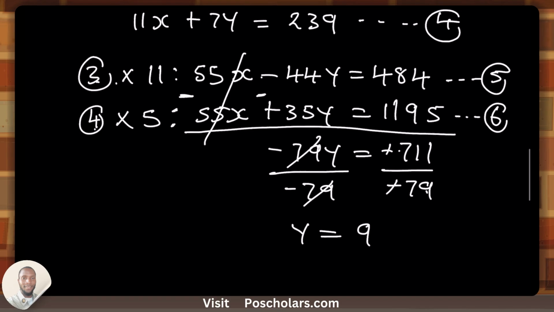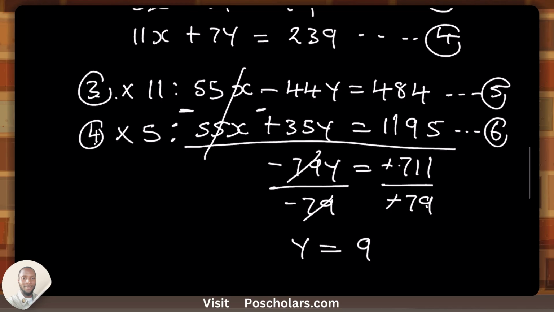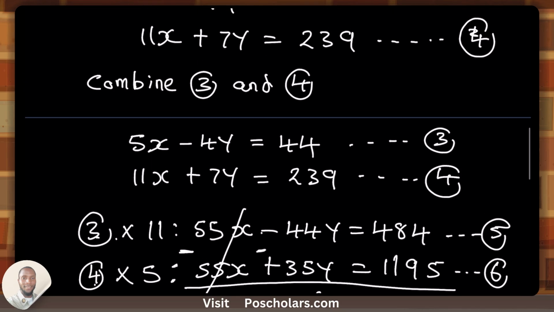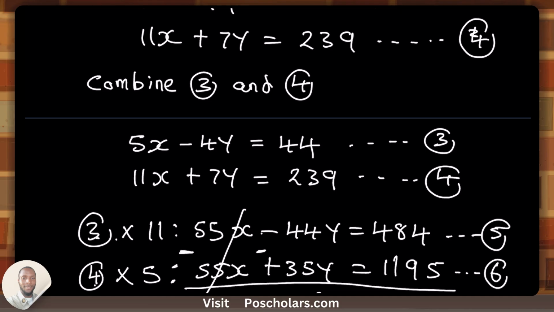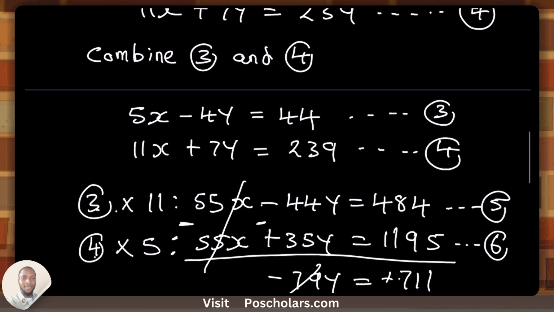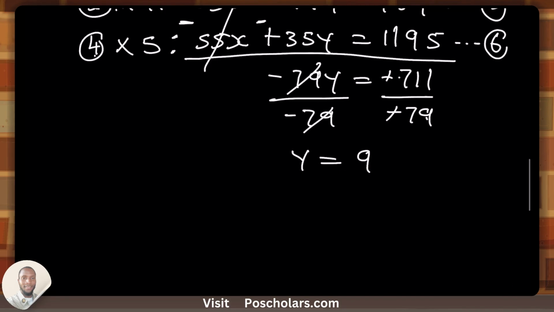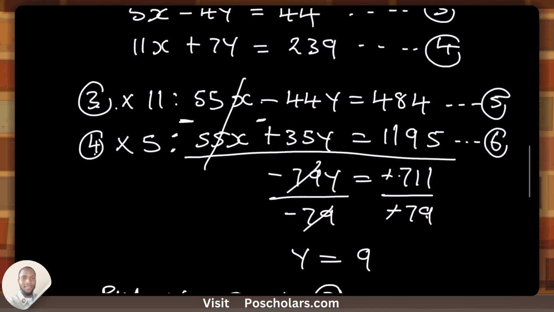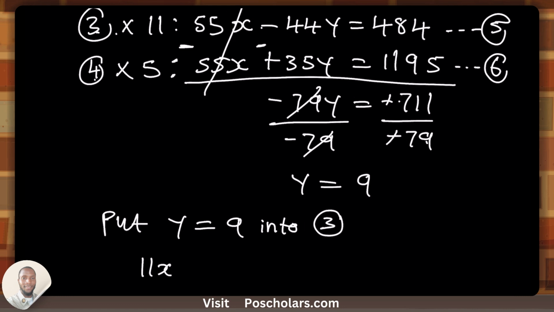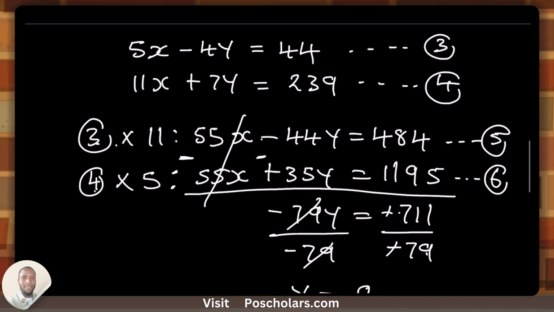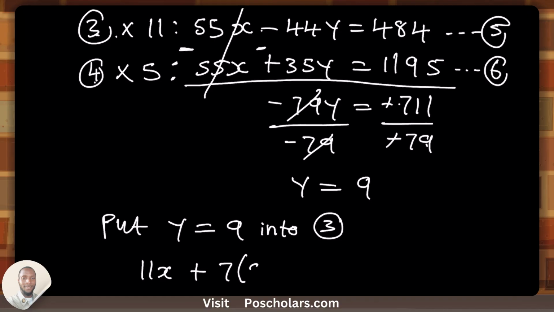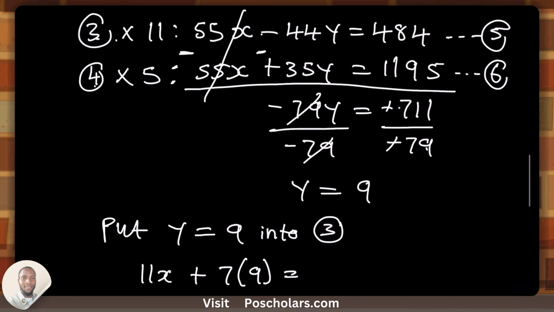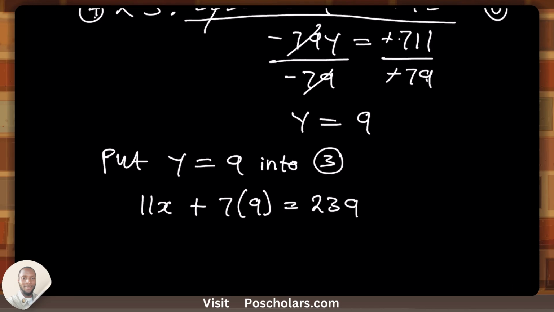Now we need to find the value of x. So what do you do? You put y equals 9 into an equation. You can either choose equation 4, 6, 5, 4, 3, any one you like, but let's use the one that is easier for us. So we'll put it into equation 3. So we want to put y equals 9 into equation 3. Doing that, we have 11x plus 7, and instead of y, we'll substitute 9, so 7 times 9, equal to 239, right?